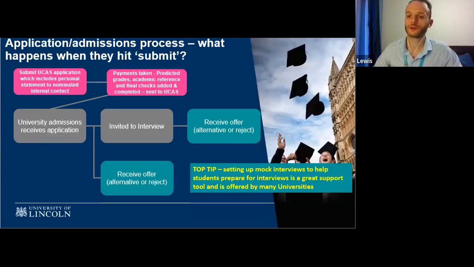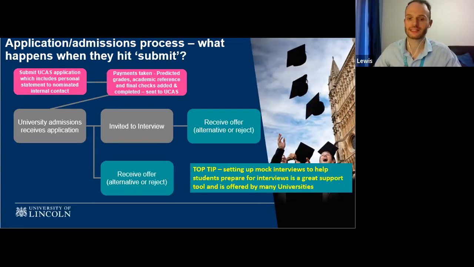So what happens when your student hits submit? Well, firstly, the application will go to your internal or nominated colleagues. And as you can see on the chart on the slide, it will go to them before it goes off to UCAS and then into the university's admissions department. Now, who are the university admissions? Well, admissions are the university staff and tutors who receive the application and help to make a decision on their offer.